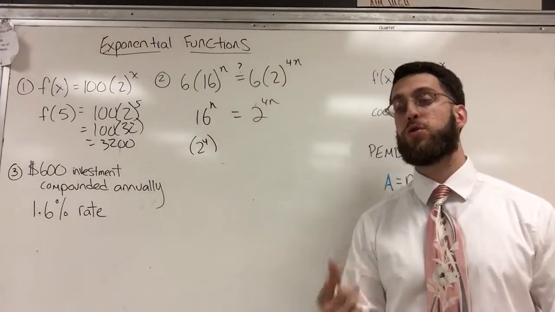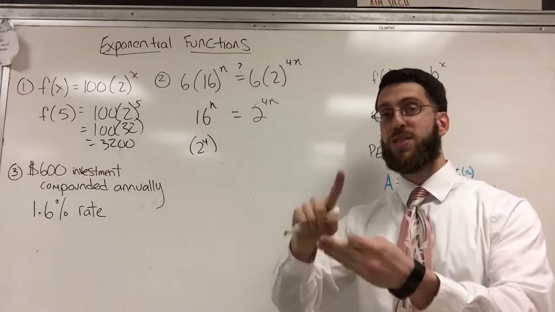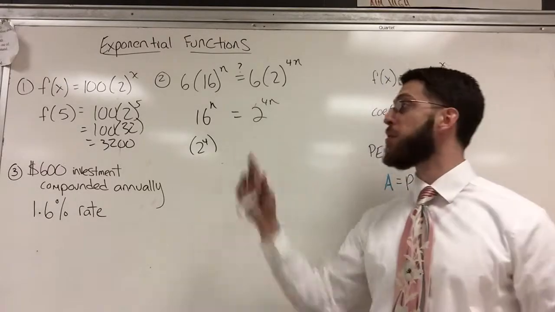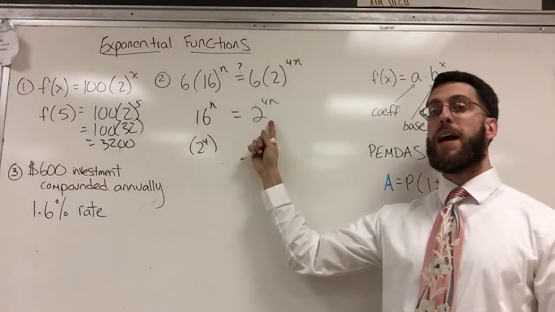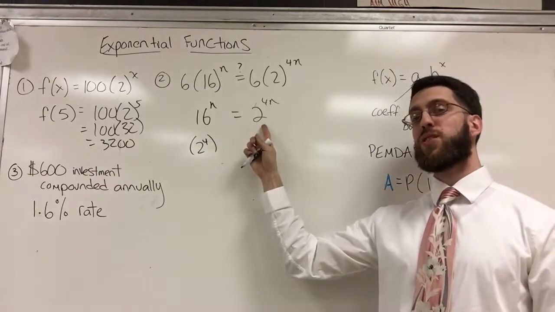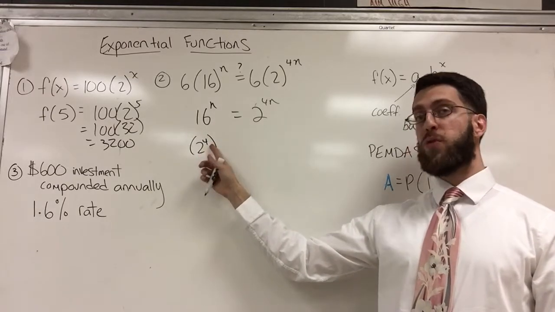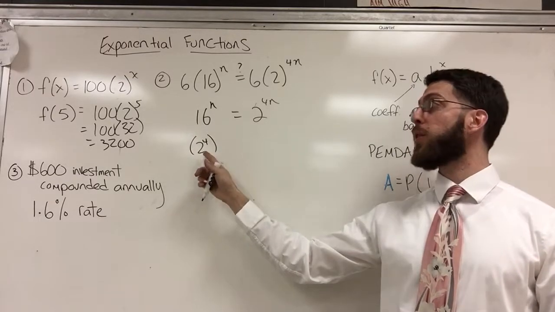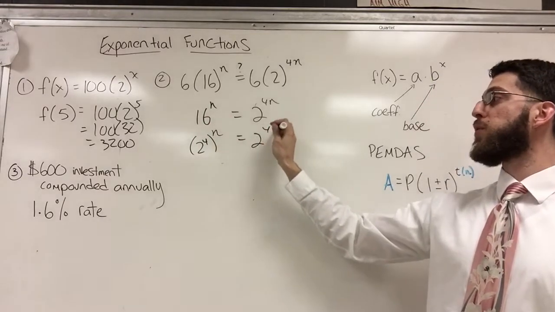Get comfortable with your base of 2. 2, 4, 8, 16, 32. So anything with a base of 2, you should be comfortable with. So I've rewritten the 16 as base 2. This is just a clue that I should probably rewrite that. So I got 2 to the 4th. I'm rewriting 16 as 2 to the 4th, and then I have to drop the n down. Is that equal to 2 to the 4n?